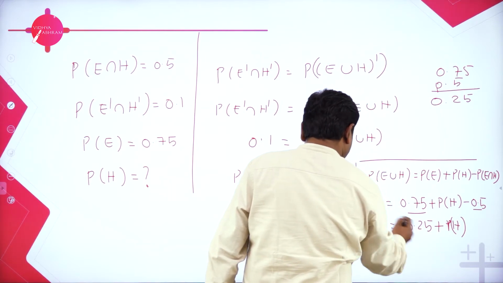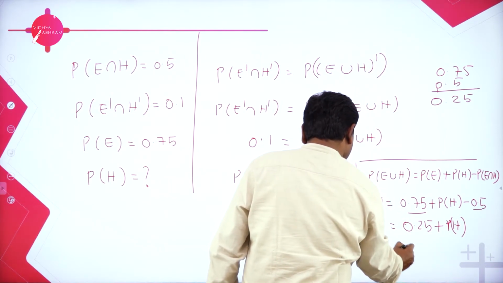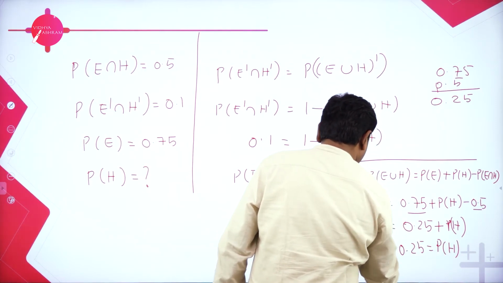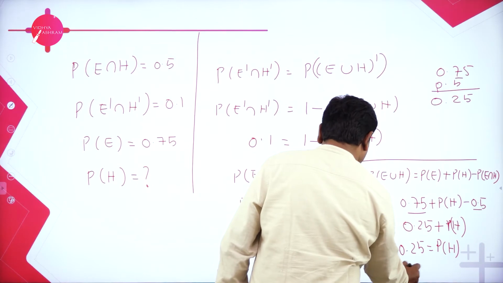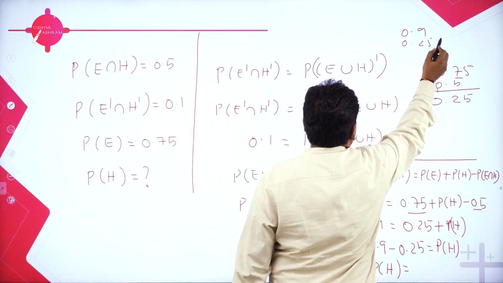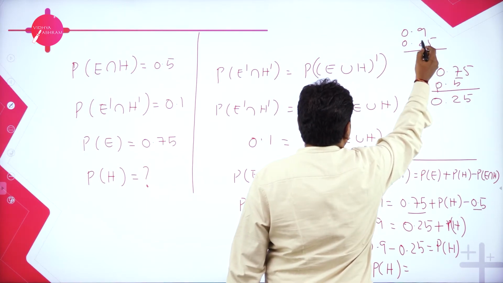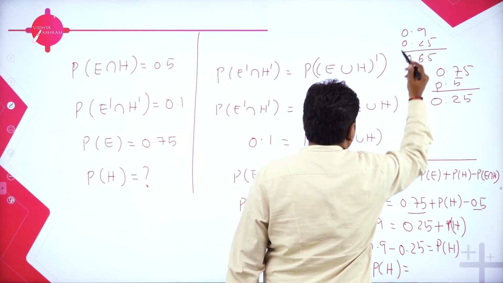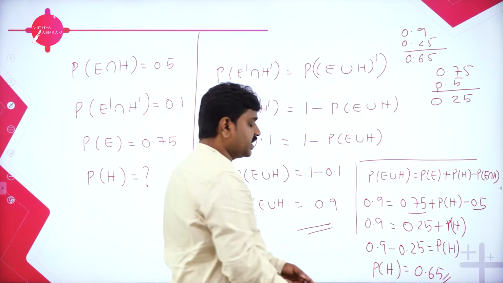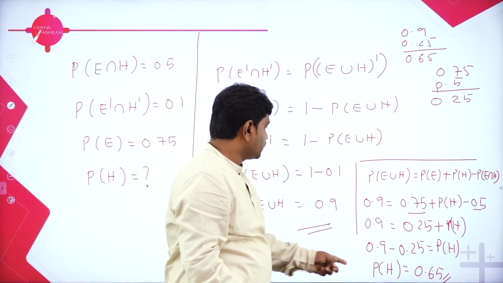So bring it to the left. 0.9 minus 0.25 is probability of H, studying Hindi. So P of H is equal to, after subtraction, 0.9 minus 0.25. So 10 minus 5 is 5. So 8 minus 2 is 6, 0.65. So 0.65. This is the probability of people studying Hindi.